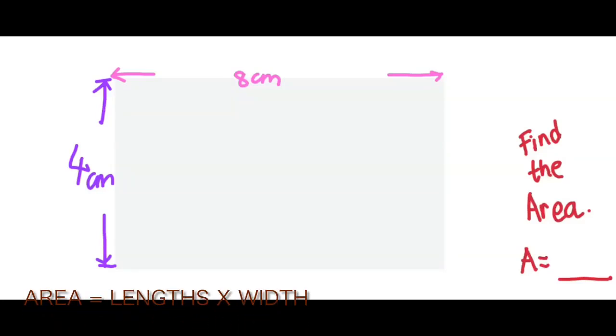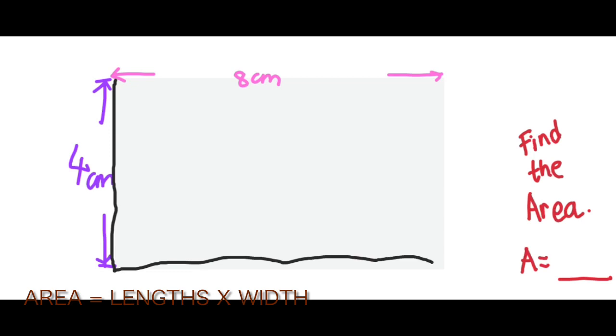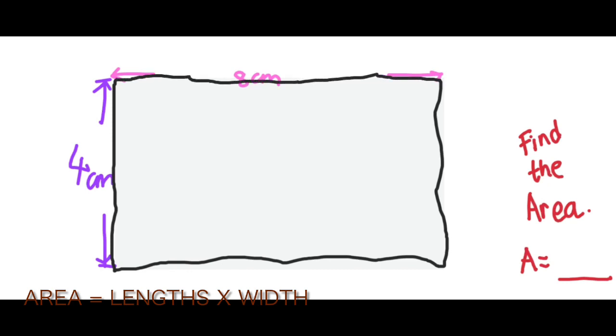So here we are calculating the area of the rectangle. We are going down, making a line around. That is 4 centimeter. Width and length is 8 centimeter. Go up 4 centimeter and go to your left 8 centimeter.